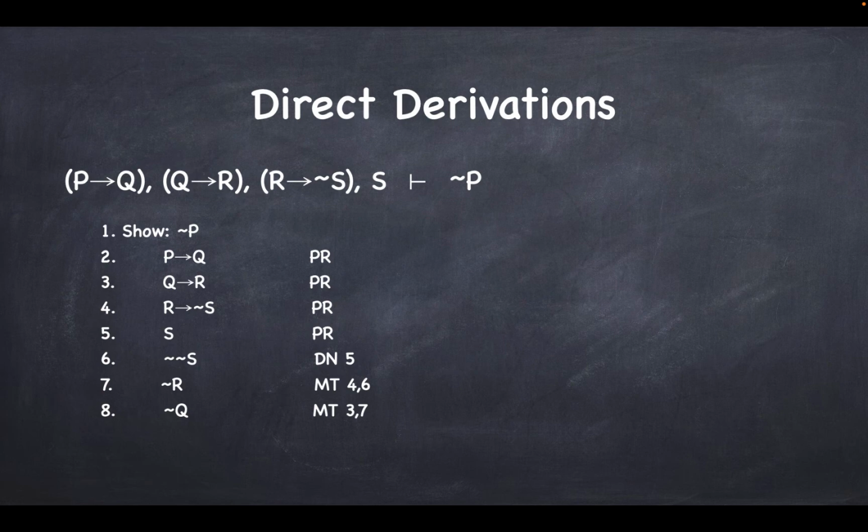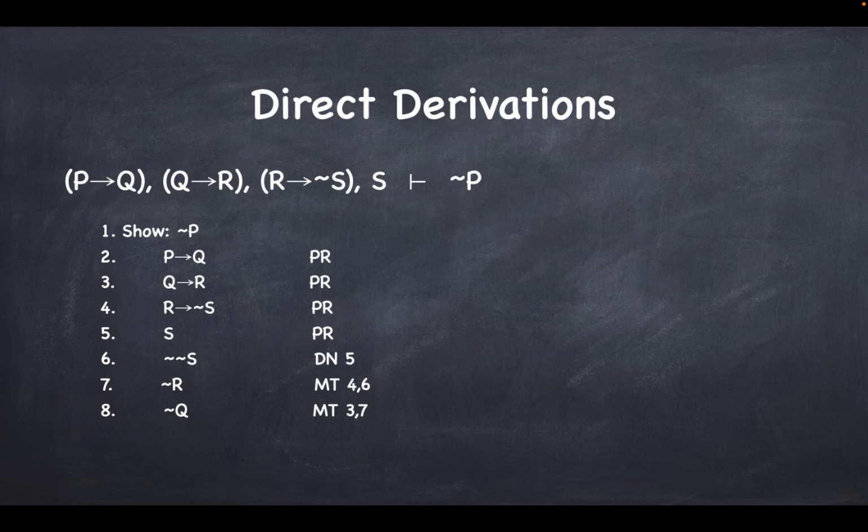Next up, we're going to do another modus tollens. Once we've got not R there, if we look back at line 3, we've got if Q then R. So once we have not R, we can do another modus tollens and conclude not Q, citing lines 3 and 7. The same move just applied to different lines.